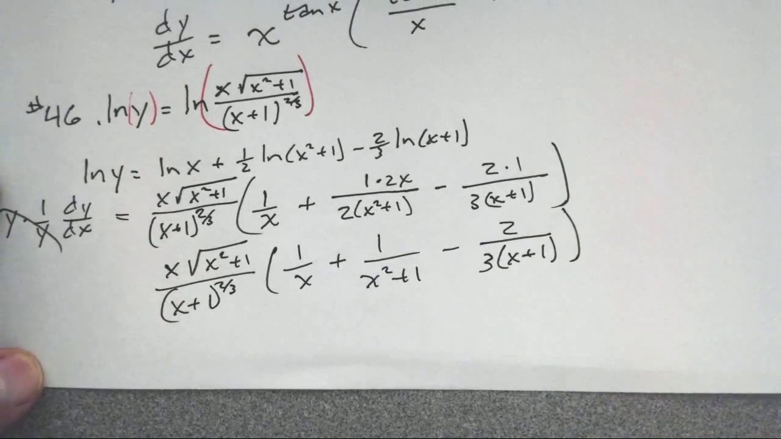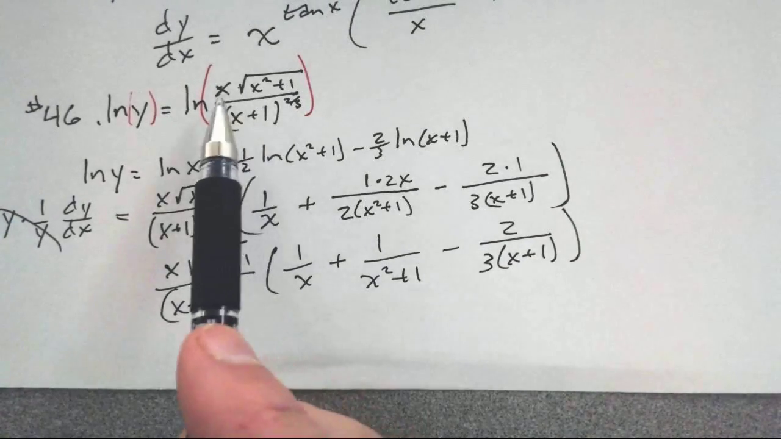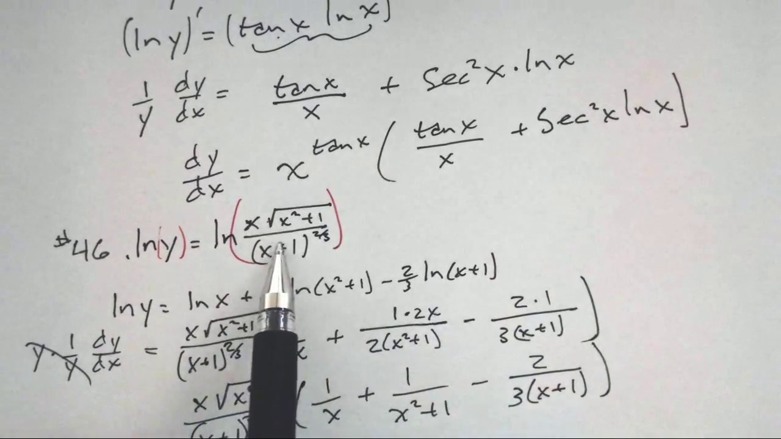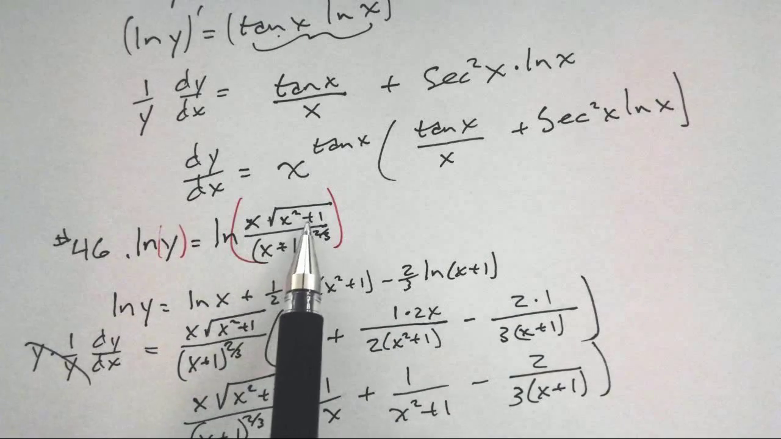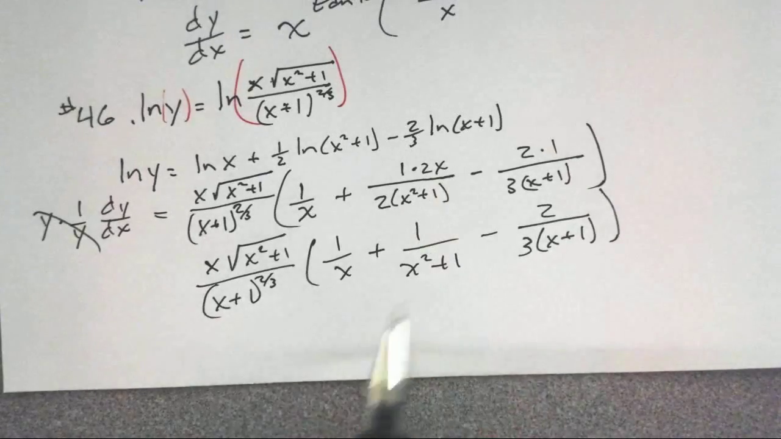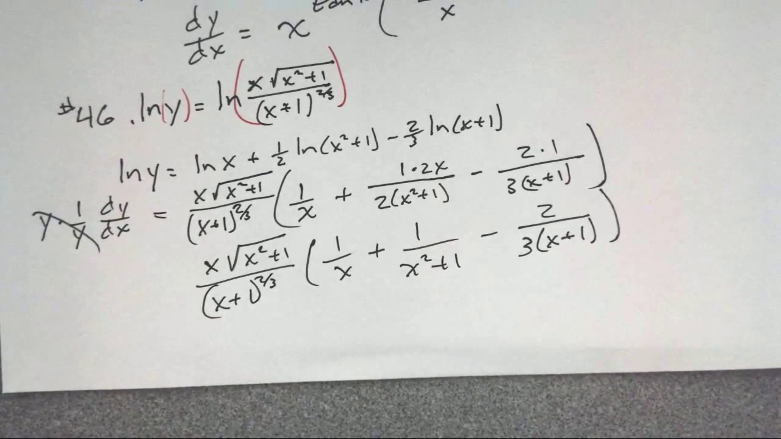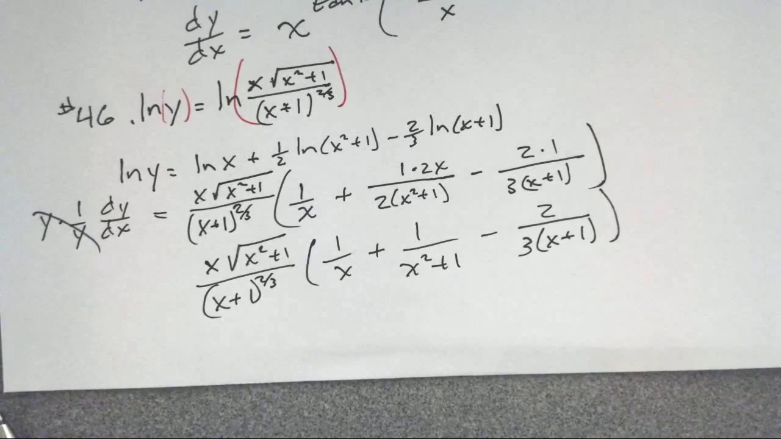So pretty darn slick. This is quotient rule. We'd have to go quotient rule with this and product rule with that, and there's no way we could get to this in that kind of timely manner. So loves me some logarithmic differentiation when it can help us out. All right.